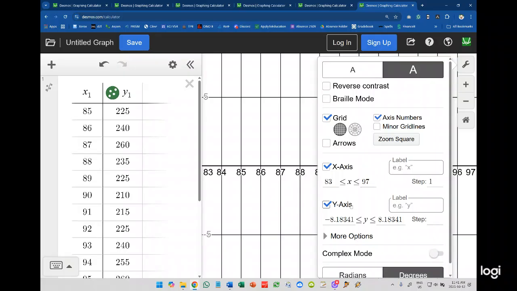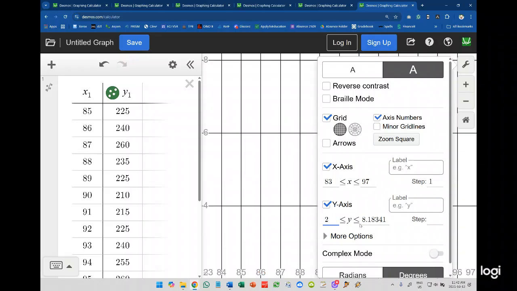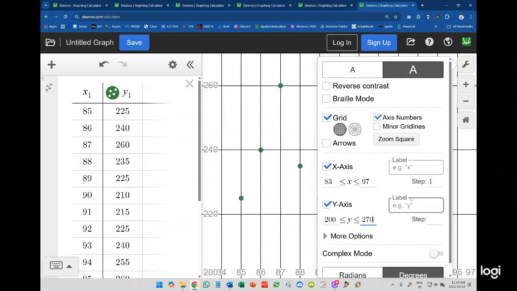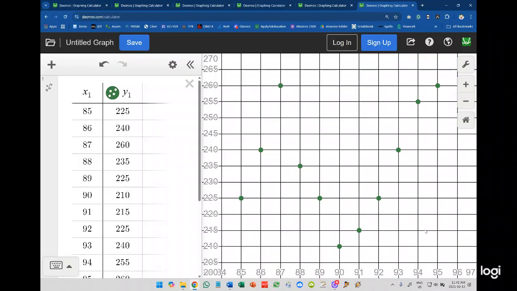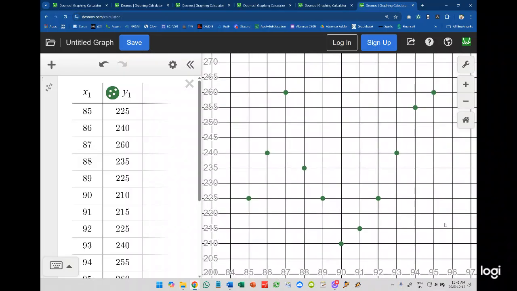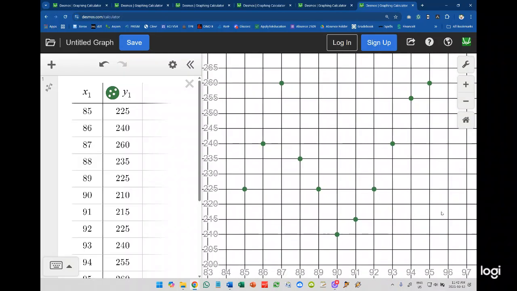And that one. Okay, and my Y values, just looking at it, I'm down to a minimum of about 210 and up to about 260. So I'm going to go, let's say, 200 to 270, so everything fits on. And I'm going to step by 10s, I think. Maybe 5s. I can fit 5s on there. Okay. So not by any means perfect, but that's roughly what my graph looks like.